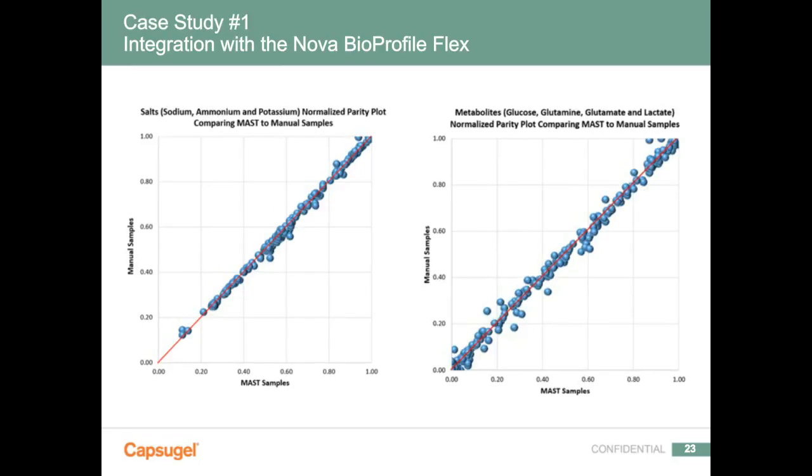Looking at the other FLEX data, you have salts: sodium, ammonium, and potassium. You can see excellent correlation, and the Nova has a higher accuracy measure. And then the metabolites, glucose, glutamine, glutamate, and lactate, all also had very good correlation.